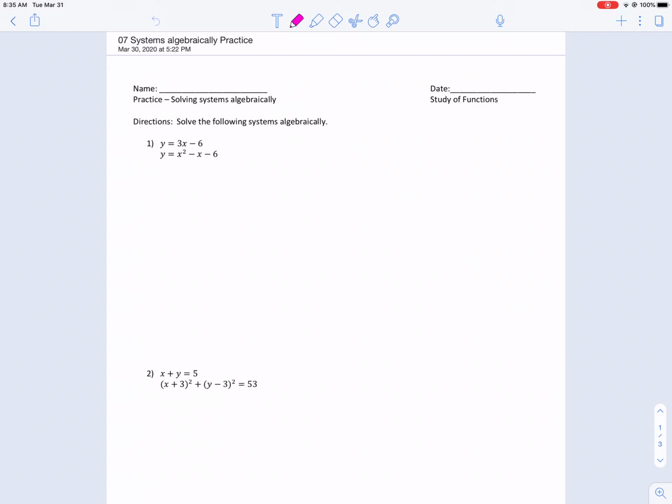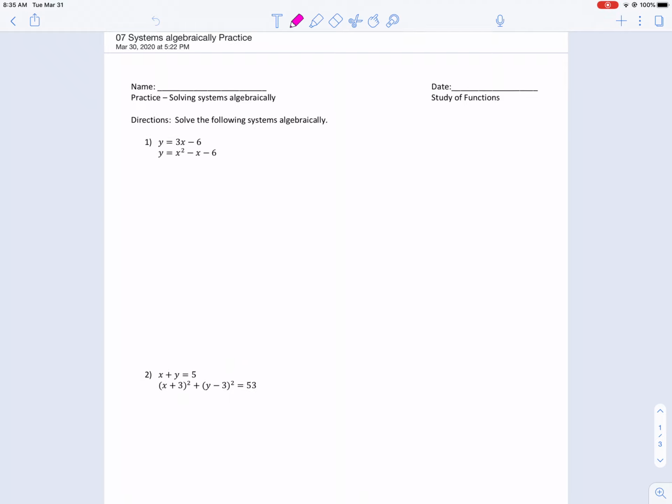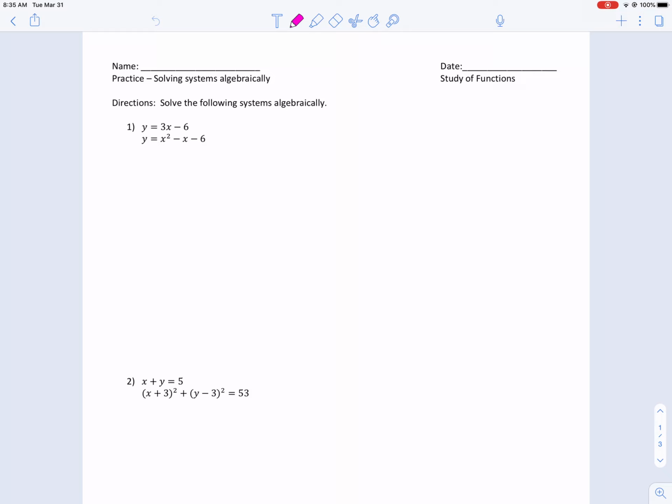Good morning, everybody. I'm going to do another little practice sheet on solving systems algebraically. I feel like yesterday might have been a little bit overwhelming, so I want to do a couple more problems with you guys today. I'm going to show number 1 and number 2.